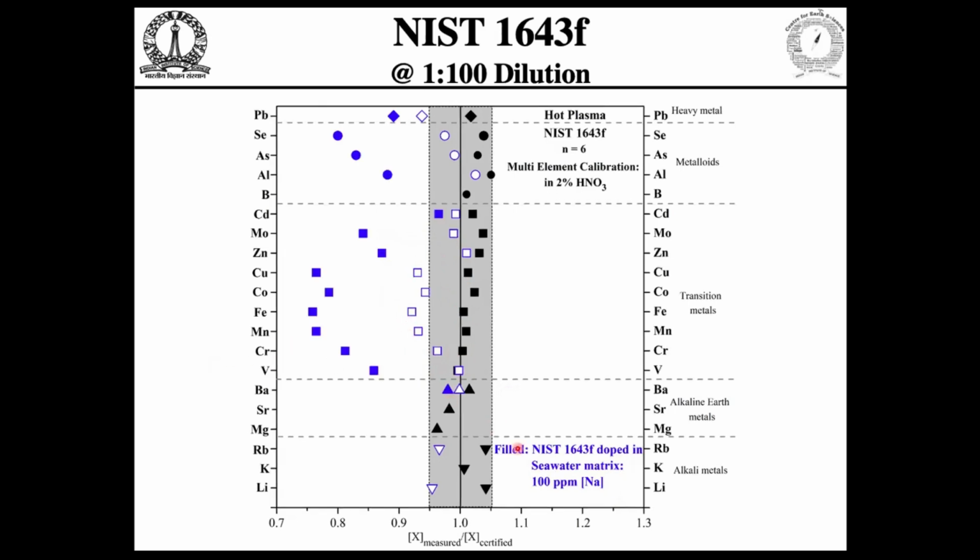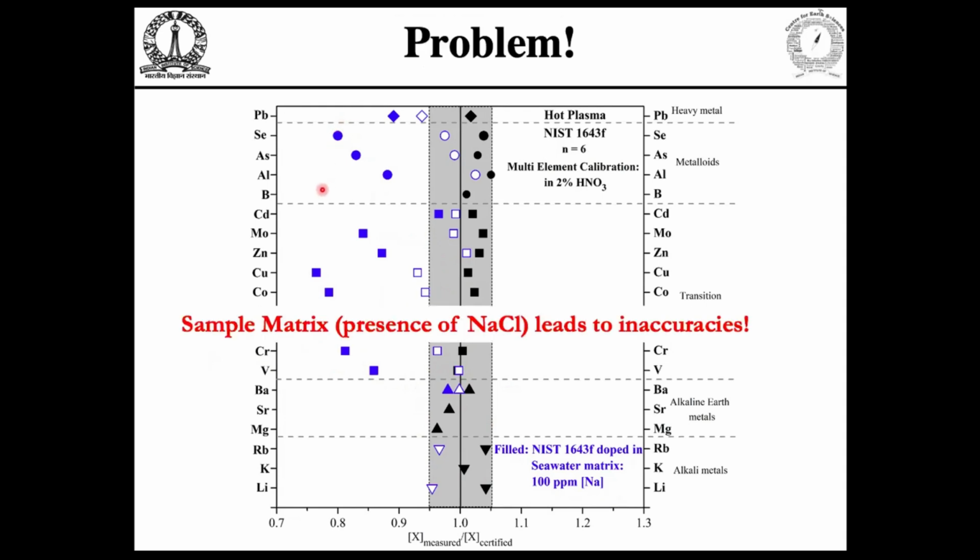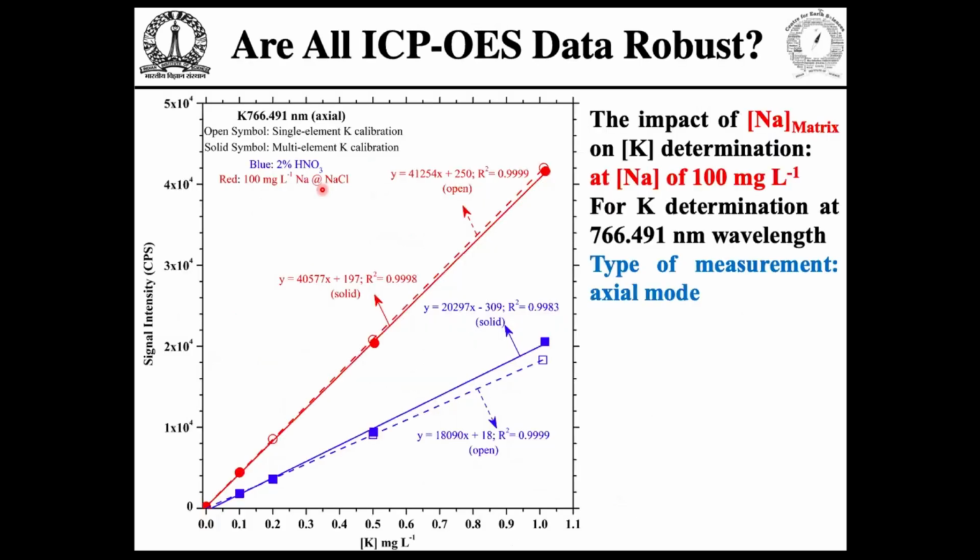And then once we doped it to a 100 ppm sodium matrix, we observed that most of the transition metal values were off the acceptable limit. So that means that you cannot really measure these samples by simple dilution. You need to have a strategy where the standards and the samples are always in the same exact matrix composition.